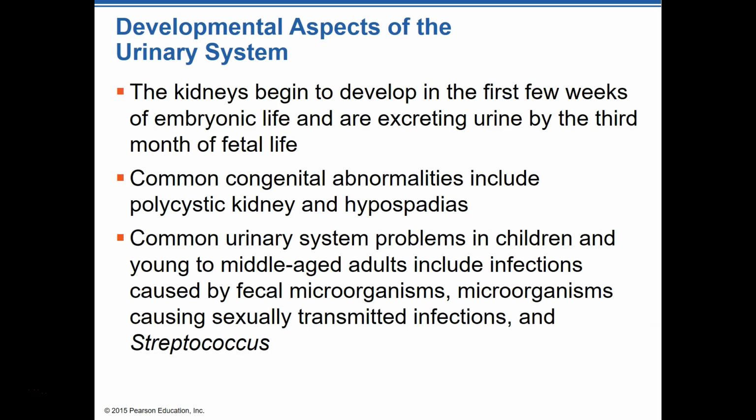All right, so as we're growing in mama's tummy, the kidneys begin to develop in the first few weeks. And they actually start excreting urine by about the 3rd month. So they're making urine in mama. I know it sounds bad, but it's really not as bad as it sounds. There are some congenital abnormalities, such as polycystic kidney and hypospadias.